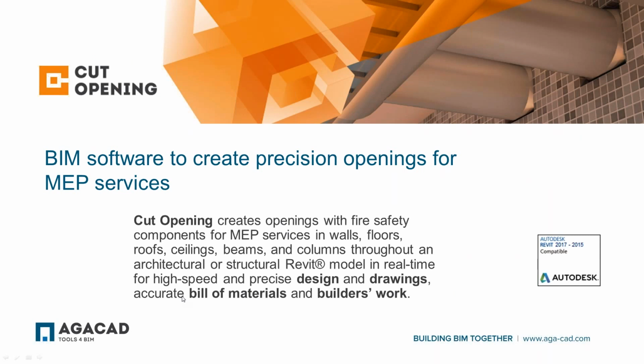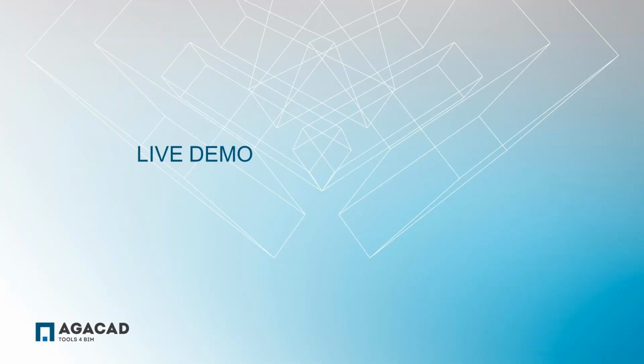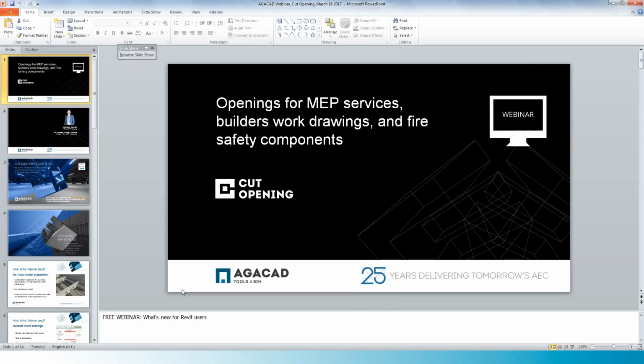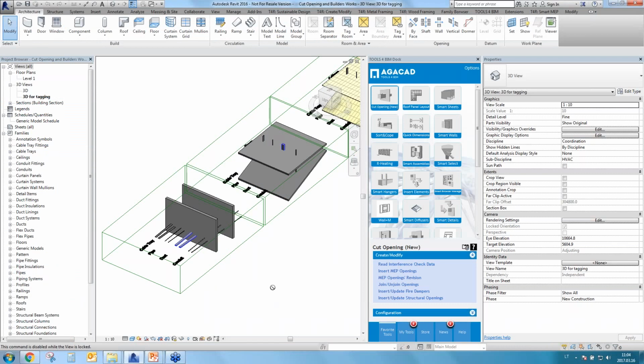The Mep Opening is creating openings with fire safety components for MEP services in walls, floors, roof, ceilings, beams, and columns. I mean in all structures, for an architectural or structural Revit model, it doesn't matter. And I just want to go to Revit and start a live demonstration for you guys. So let's jump into Revit.